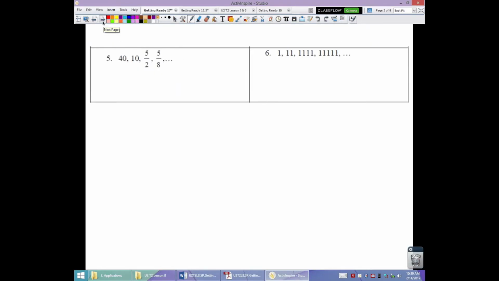Okay, number 5. Again, we have a pattern where the numbers are decreasing. So could it be subtracting? Could it be arithmetic? Well, if we look from 40 down to 10, you would have to subtract 30. That certainly does not happen going from 10 to 5 halves.